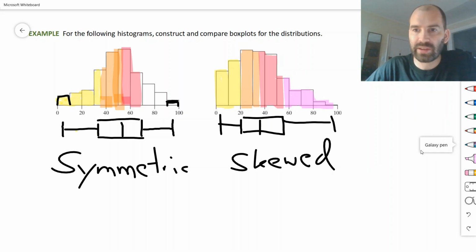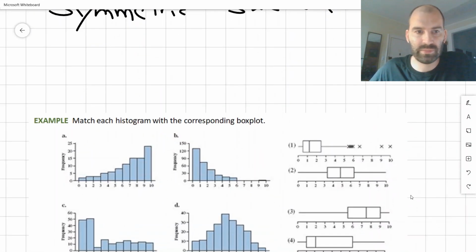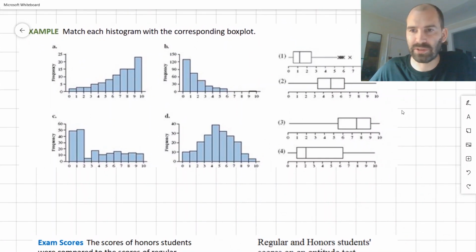So let's go look at another example here. I'm liking the bright colors on that one. I'll have to try to use that tool more often.